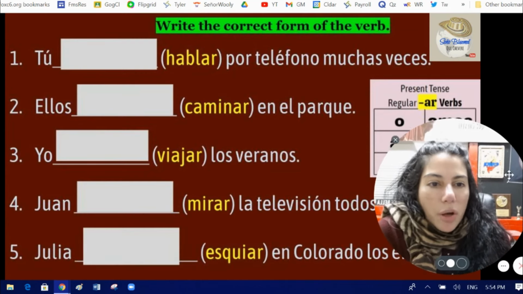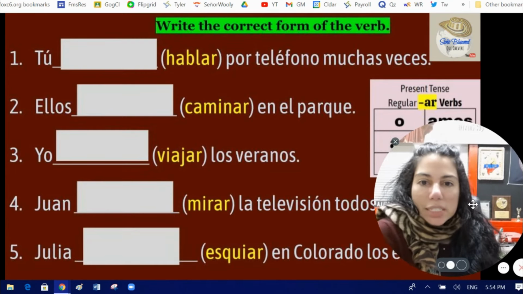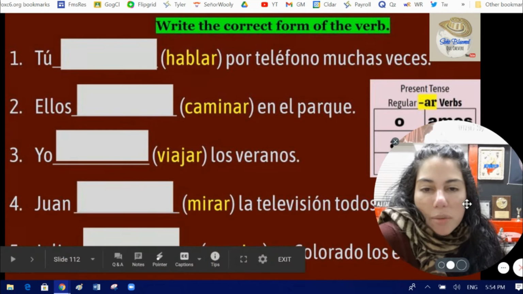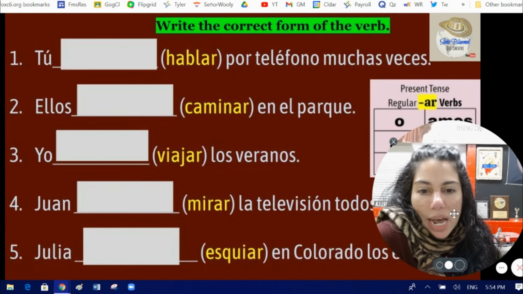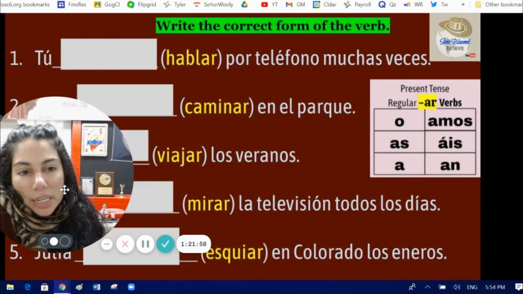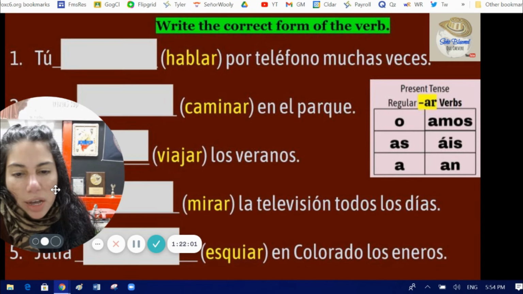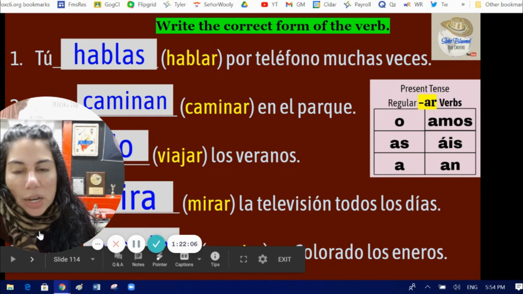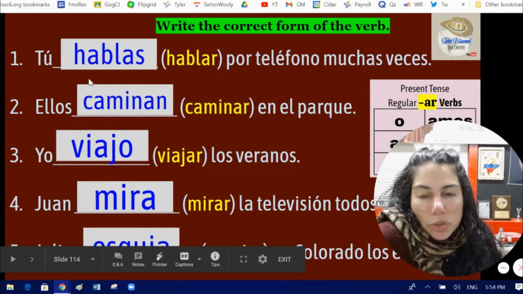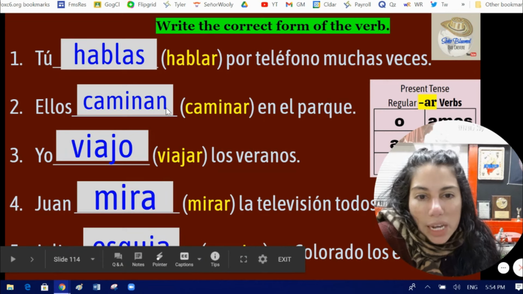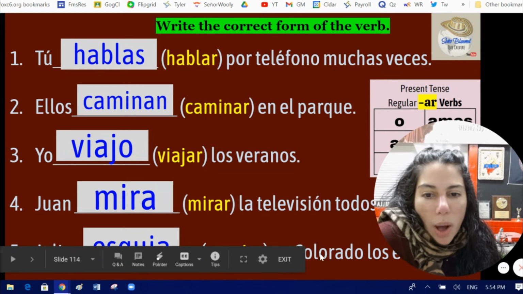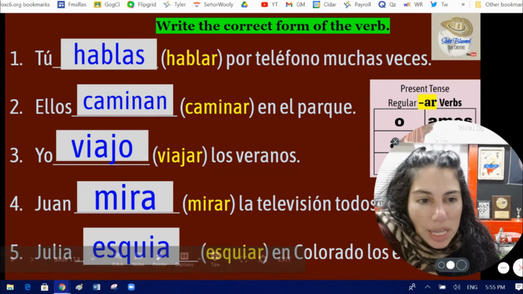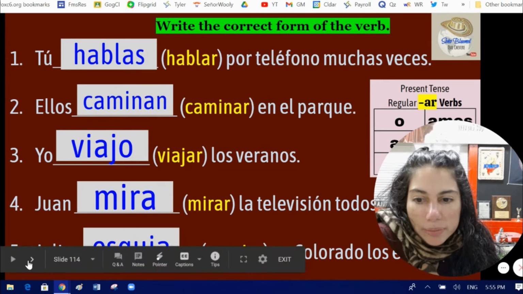Okay, so then you have other exercises where you have to write the correct form of the verb. In here you have hablar, caminar, viajar, mirar, y esquiar. And then I give you the conjugation chart here to help you get used to it until, like I said, it comes natural to you. But then it will be tú hablas, ellos caminan, yo viajo, Juan mira. And the last one, Julia esquía, okay?